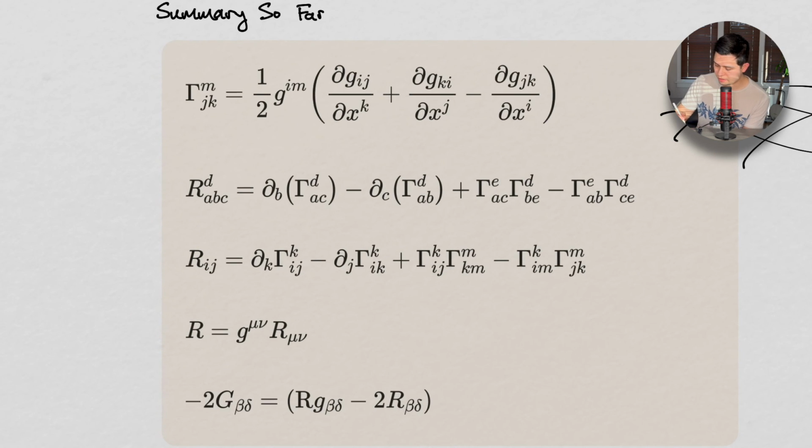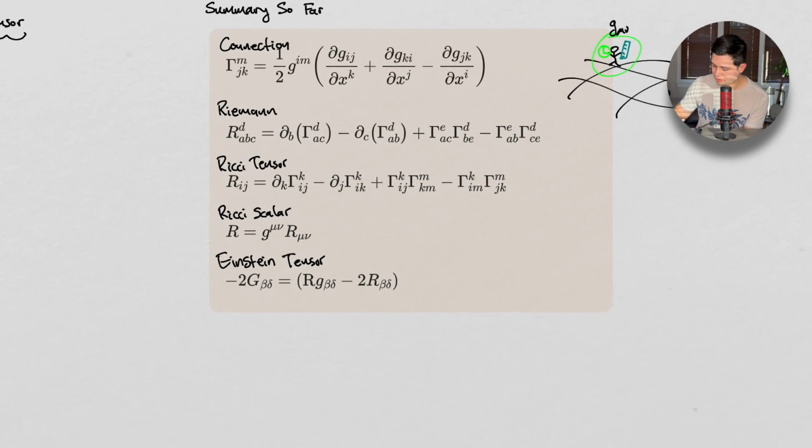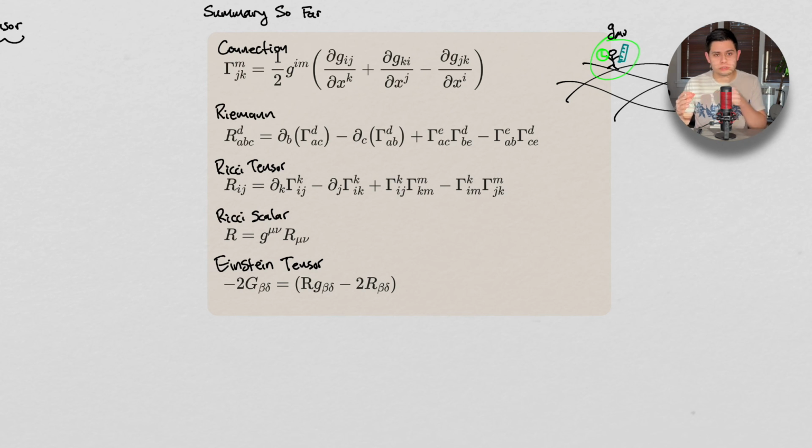And I'll just write all these down. So the connection, Riemann, Ricci Tensor, Ricci scalar, and then the Einstein tensor. These are sort of the big boys in GR, right?